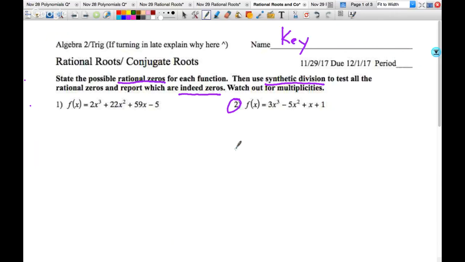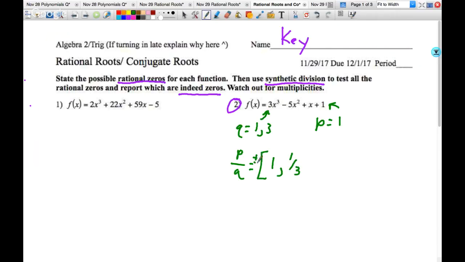If something is a rational zero, it must be of the form P over Q, where Q is the possible factors of the leading term's coefficient. In this case, it's 1 and 3. And P are the possible factors of the constant term. In this case, it's just 1. Let's make all of the fractions possible with P and Q. So P over Q could be either 1 over 1, which is just 1, or 1 over 3.